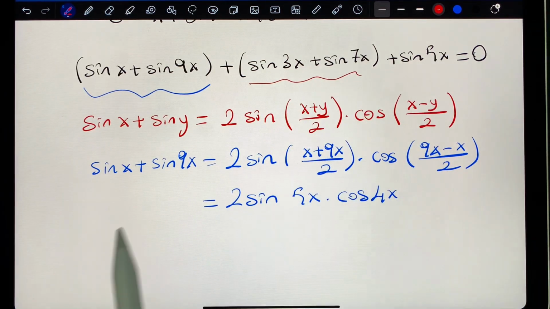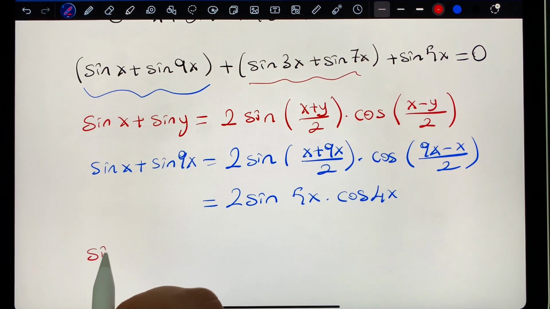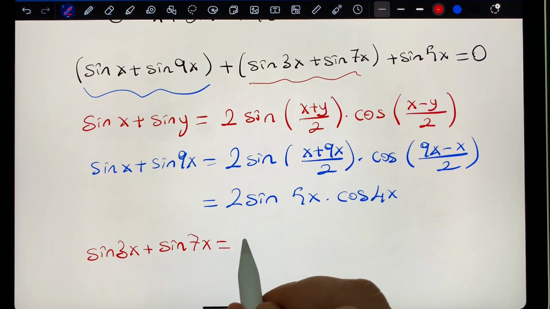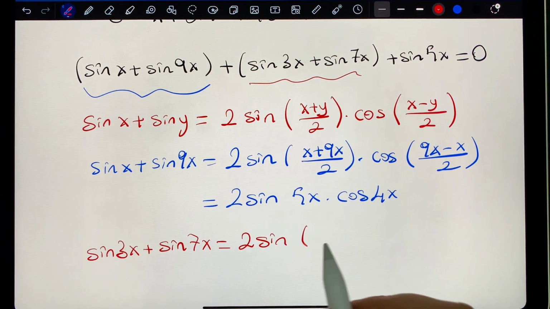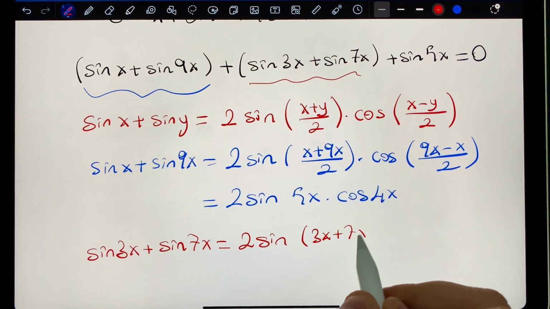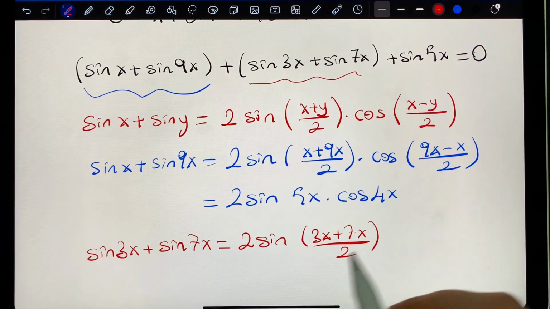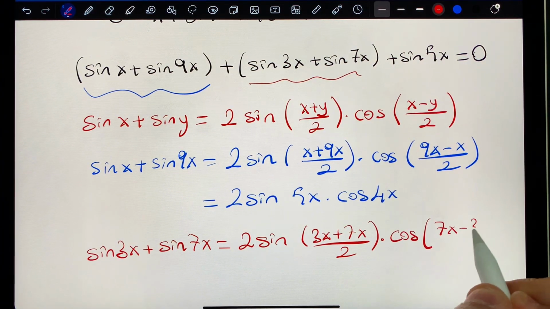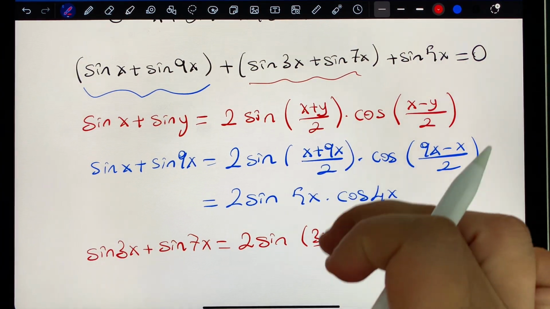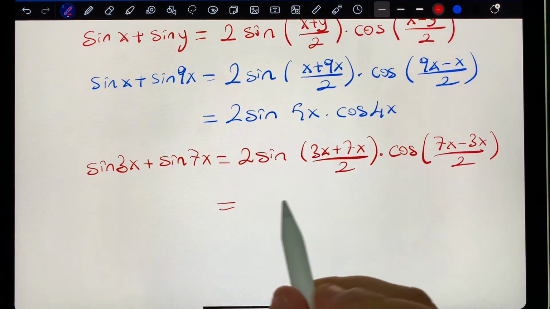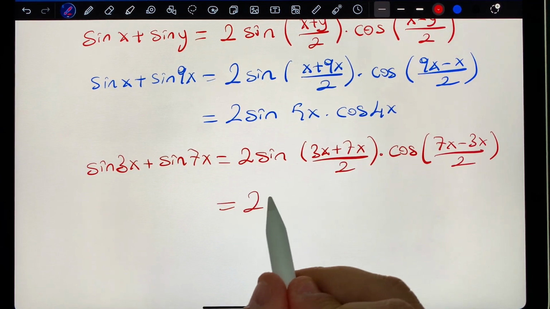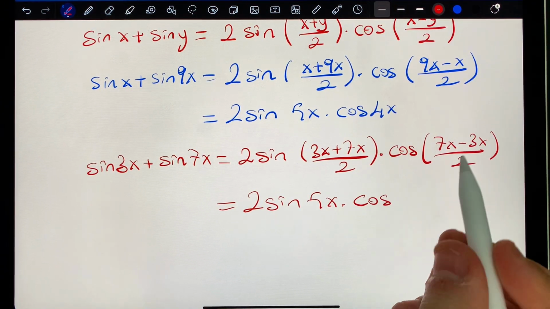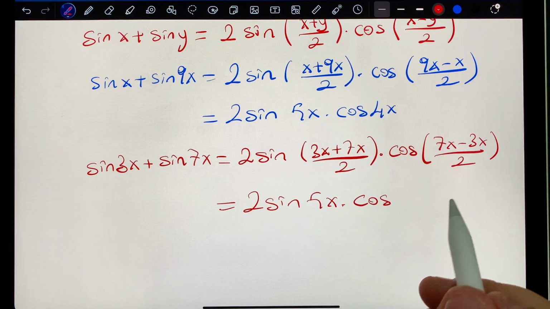I'm taking this, and I will apply the same identity. Sine of 3x plus sine of 7x is equal to 2 sine of (3x plus 7x) divided by 2 times cosine of (7x minus 3x) divided by 2. Let's continue a little more. What has this turned into? 2 sine 5x times cosine 2x.